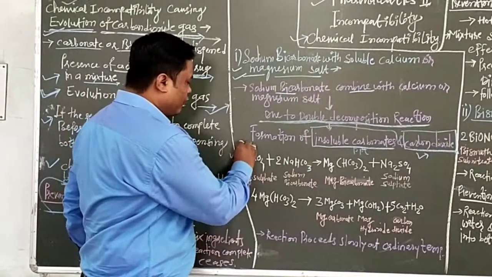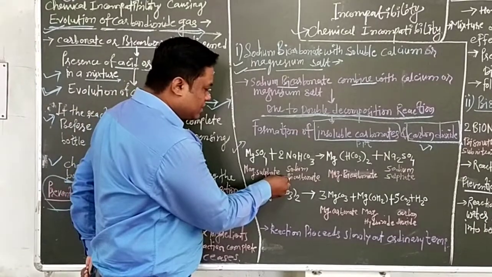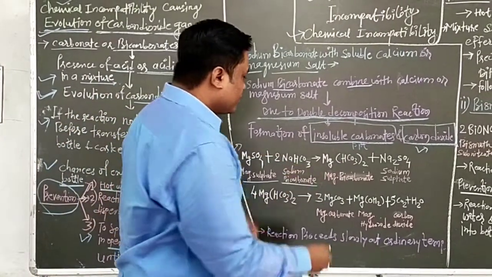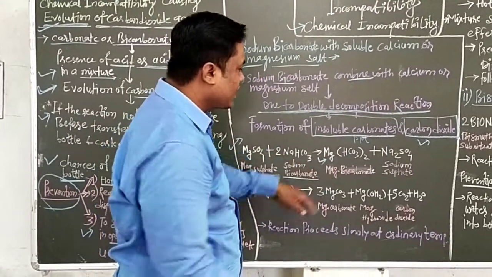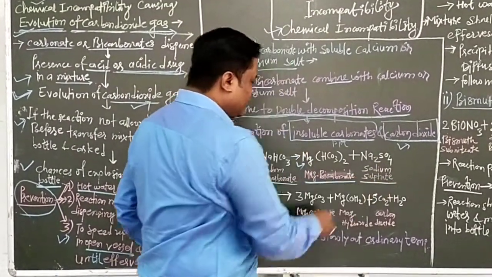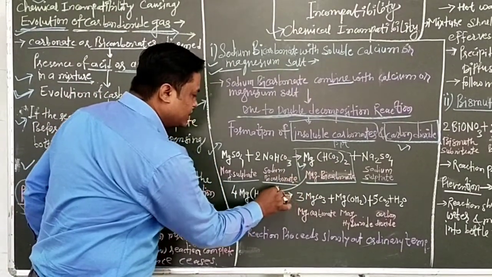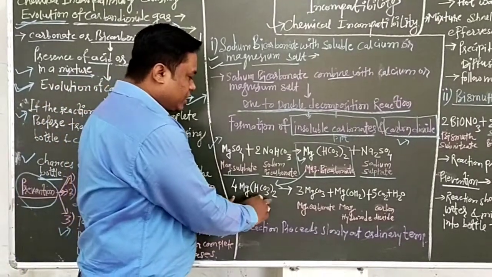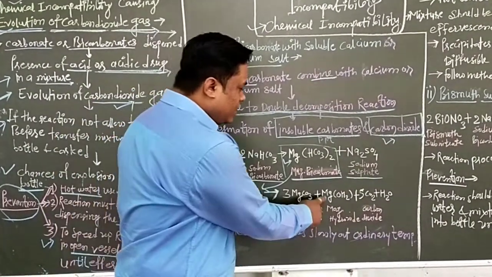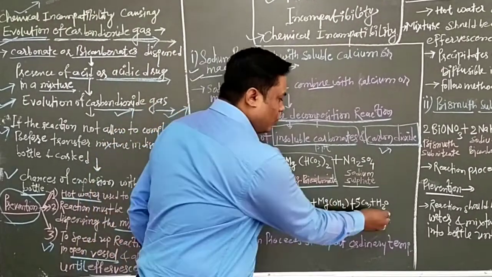Then we take the reactions. First, when magnesium sulfate, MgSO4, is reacted with sodium bicarbonate, means interaction between the magnesium salt, for example magnesium sulfate, and sodium bicarbonate, it forms magnesium bicarbonate, which is the insoluble precipitate, that is Mg(HCO3)2, plus Na2SO4, sodium sulfate. Then this forms the insoluble precipitate. Then due to the double decomposition reaction, that is the second reaction, magnesium bicarbonate 4Mg(HCO3)2 again gives 3MgCO3, magnesium carbonate, then magnesium hydroxide Mg(OH)2, then there is another liberation of CO2 gas and water.